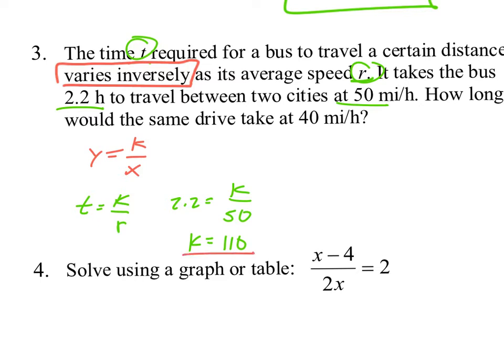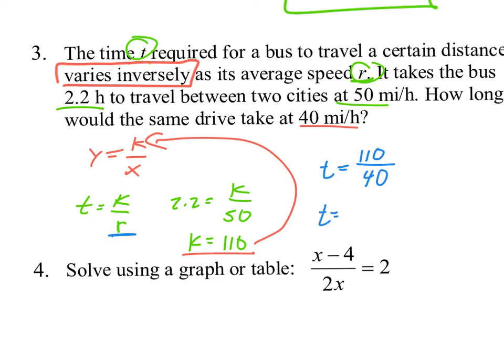Now, like I said, this is a two-part problem, so we found k first, but now we just need to take this k and put it back into my equation to find what our new time would be at 40 miles per hour. So I'm going to go ahead and set this equation up now. We've got t equals k, which is my 110, and then my new r value here is going to be 40 miles per hour. And so 110 divided by 40 gives me my new t equals 2.75 hours.